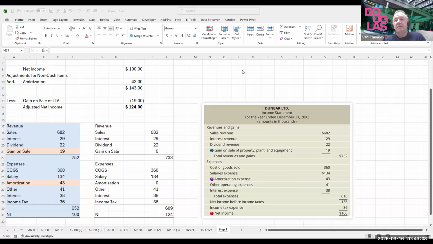That's why we're chasing the amortization expense. Since we don't pay for amortization expense in cash, we have to add it back. If we had a loss, we're also going to add it back. Gain, on the other hand, increases the revenue, meaning increasing the net income, but it doesn't have a cash effect, so we have to deduct it. So at this point, we come up with the adjusted net income. Now let's move to step two.